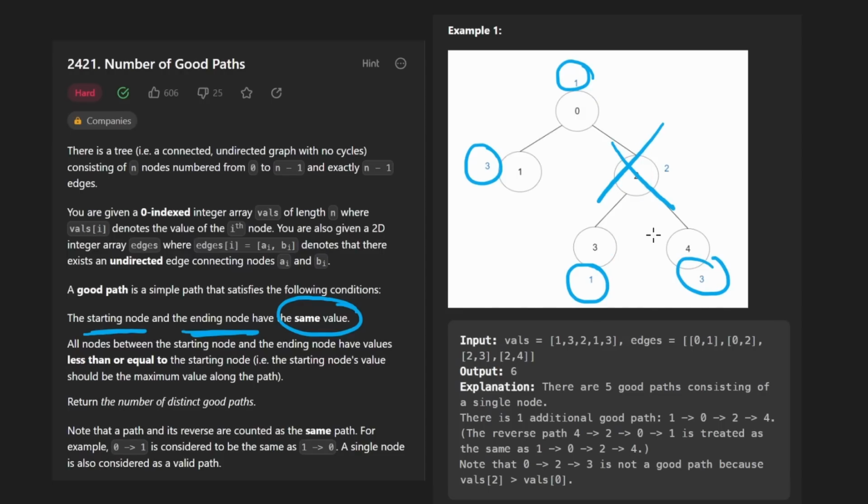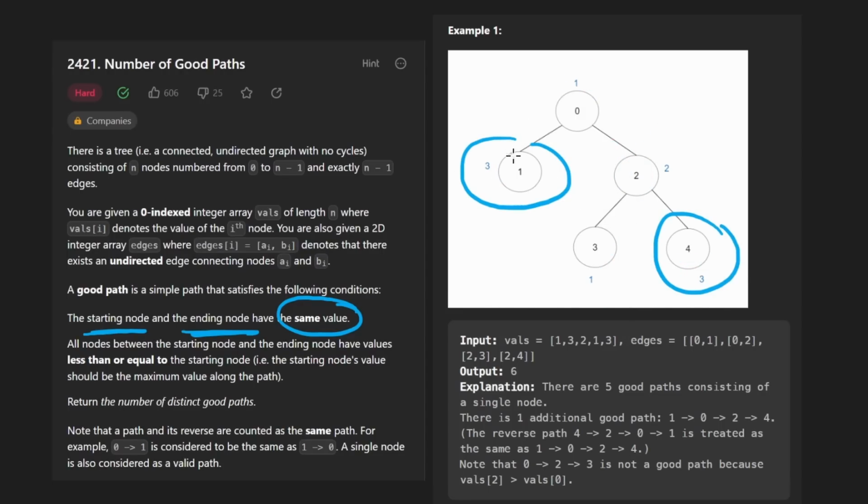We can't do it. What about this other one over here from 3 to 3? Going through the 2 nodes in between them, there's a 1 here. That's good. It's less than 3. There's a 2 here. That's good. It's less than 3. And that's pretty much it. That means this is a good path. And all we really need to do is count the number of distinct good paths.